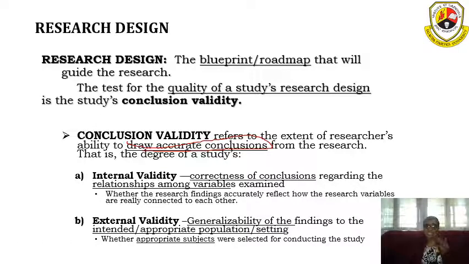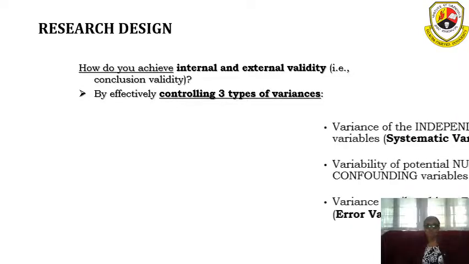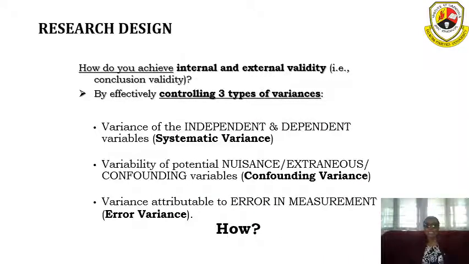Then the second is external validation, that we want to generalize our findings to the entire population. Any population that is within this study, whether they were part of this study or not, the findings can be generalized to those other parts of the population. So how do we achieve internal and external validation? We have three controls that we consider. One is systematic variance, the other is confounding variance, and the third is error variance.